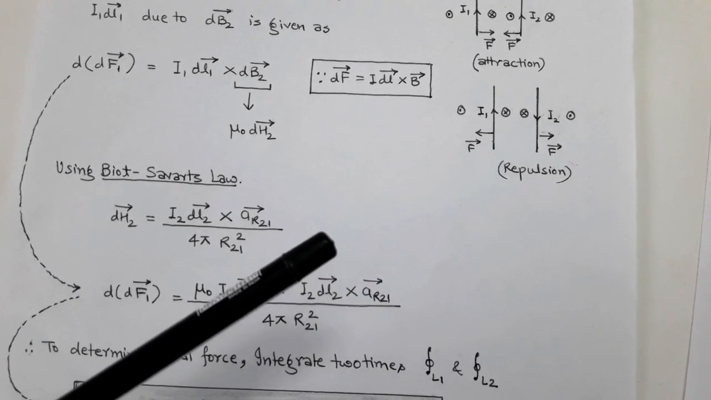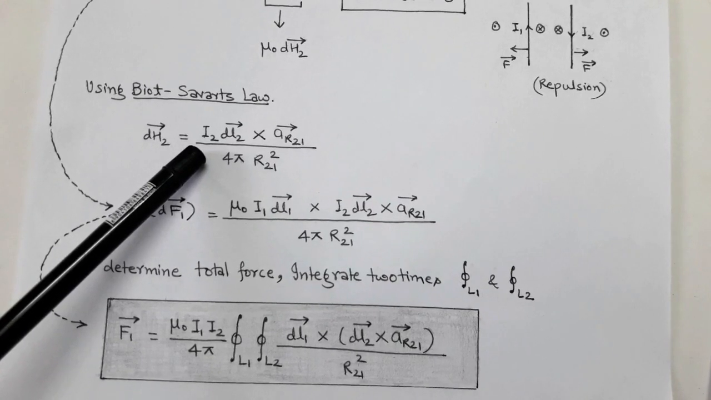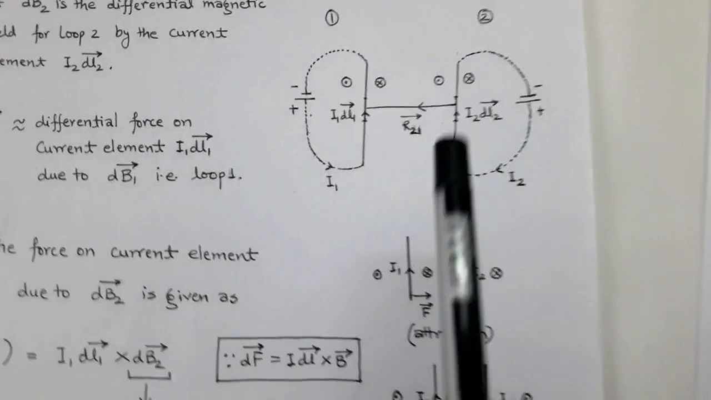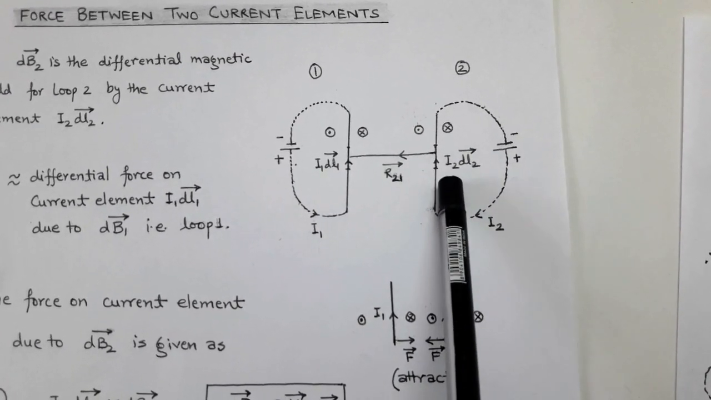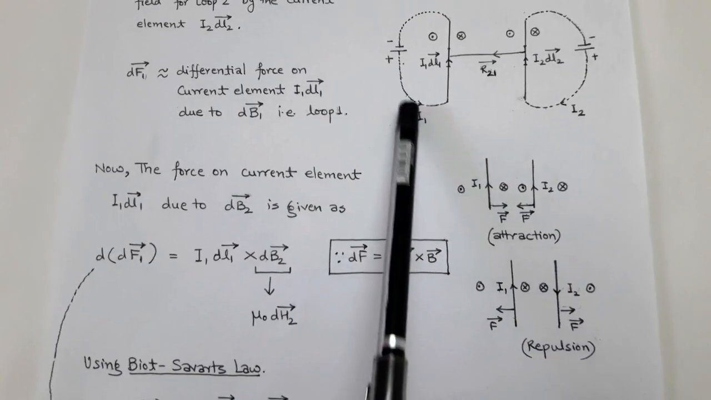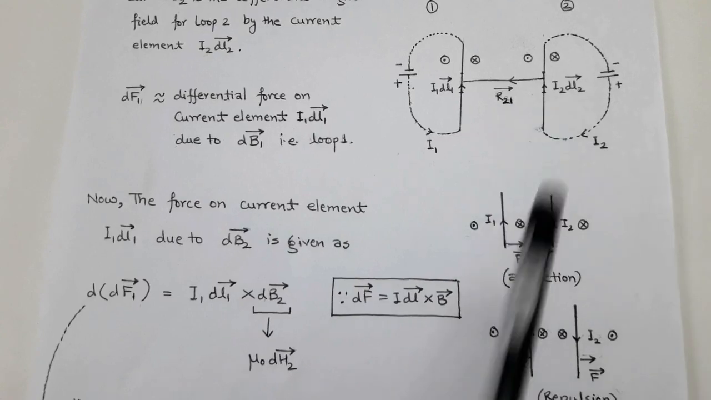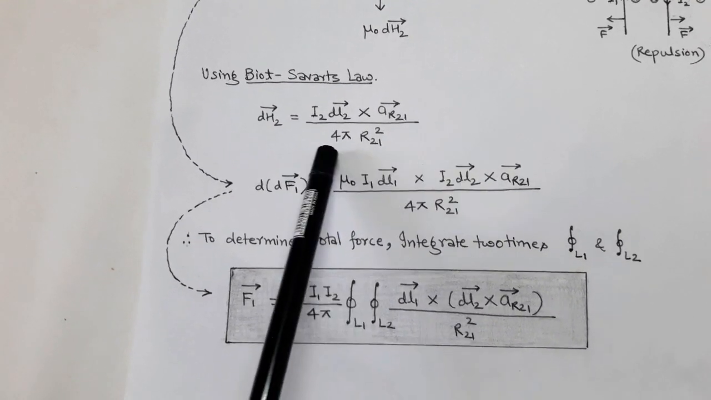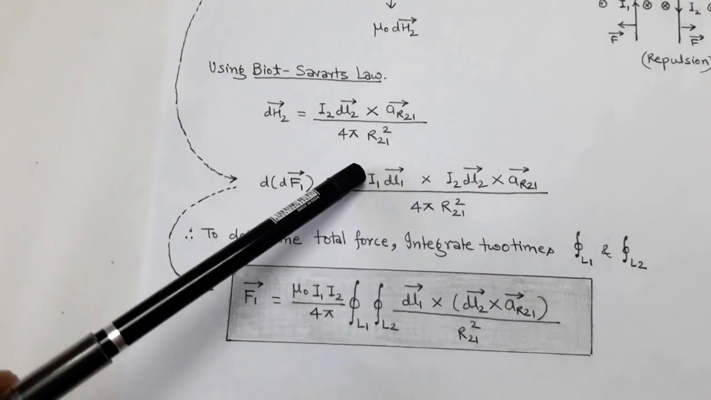Now we use Biot-Savart's law. According to Biot-Savart's law, the magnetic field intensity dH2 vector equals I2 dL2 vector cross unit vector R21. The unit vector R21 is the vector between current elements I1 dL1 and I2 dL2. Here the direction is from loop 2 to 1, that is from current element I2 dL2 towards I1 dL1, because we have to determine the differential force on I1 dL1 due to differential magnetic field dB2. So dH2 equals I2 dL2 vector cross unit vector R21 upon 4 pi R21 squared, where R21 is the magnitude of R21 vector.